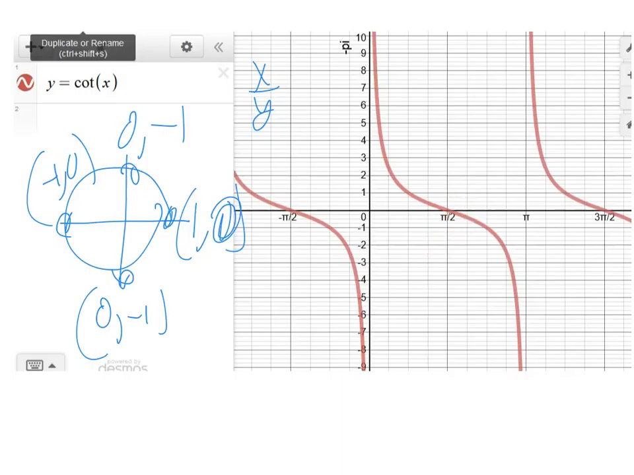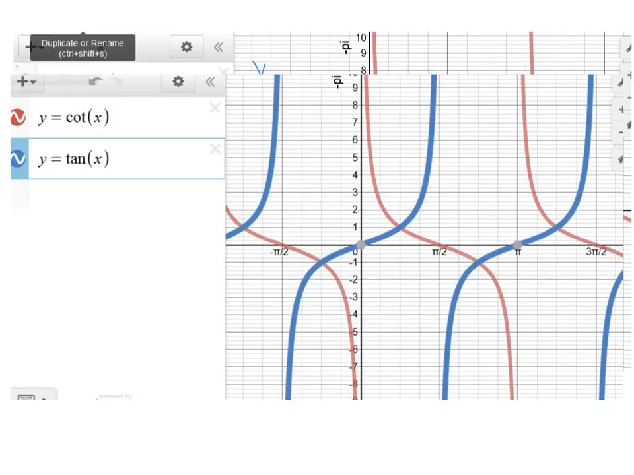But what else are you noticing that's a little different? Well, with this picture, I'm showing you the graph of the tangent right along with the graph of the cotangent. I'm seeing that the cotangent has the signs switched compared to the tangent. So why is that happening?